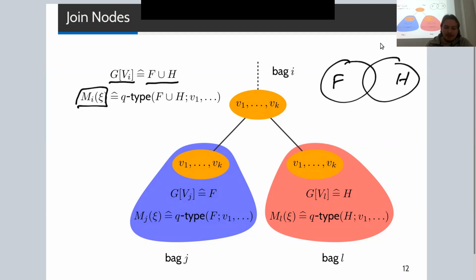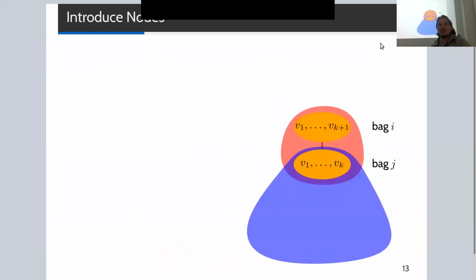Then let's go to the introduce case. We will cheat a little bit and interpret our introduce operation as a mini join operation, to also use Feferman-Vaught. The way we can do it is as follows. Now we have a bag I that introduces a vertex v_{k+1}. This v_{k+1} is not yet present in the bag below, but now it's suddenly present.